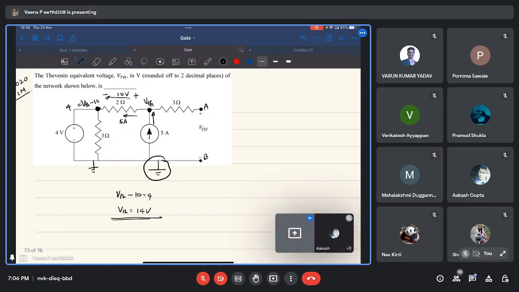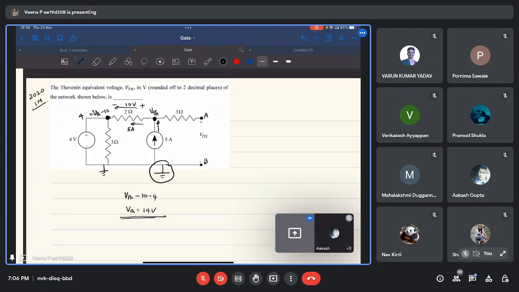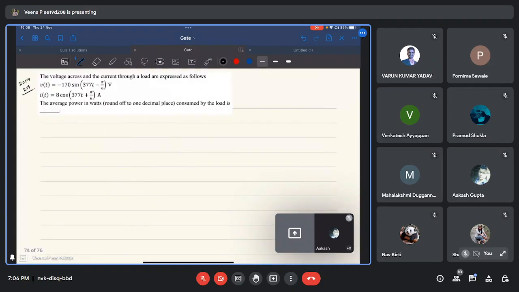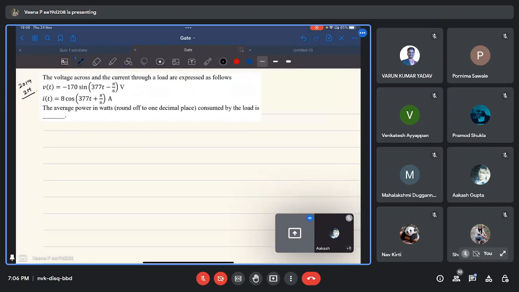Is it clear? Yes, ma'am. So most of the problems you can solve just by analyzing the circuit rather than directly writing KCL or KVL. Moving on to the next question.